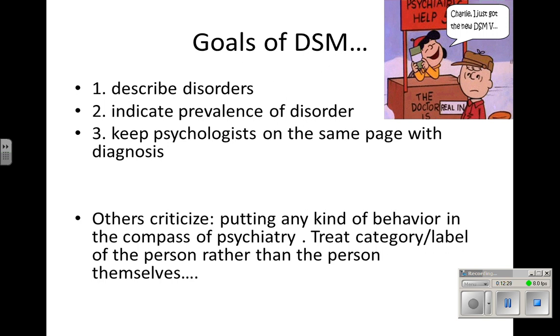Others, though, criticize the use of this DSM. They say it puts any kind of behavior possible into some type of compass of psychiatry, meaning you could say, oh, I'm feeling anxious today, and great, you've identified a feeling. Just because you're feeling anxious doesn't necessarily mean you have an anxiety disorder, but now we're looking at it under that lens. All right, and then if you get diagnosed, you wind up treating a category and a label rather than the actual person themselves. So they're worried about this label, and once it's attached to you, you're treating that label, not the person. So that's a criticism of the DSM-5.